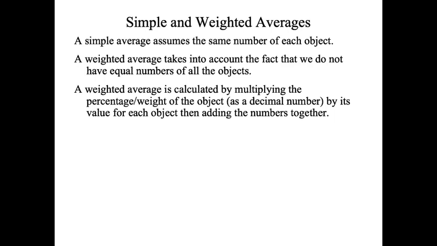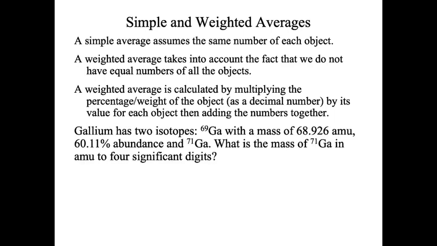Okay? Really think about that when we approach topics. So if we go through, our weighted average, okay, is multiplying our percentage, okay, by the weight of the object. Okay? And then we add all of those up. So if I ask the question, gallium has 2 isotopes, gallium-69 with this weird mass, well, I don't care about the units necessarily, and that abundance. Okay? And it has this isotope, gallium-71. What is the mass of gallium-71?